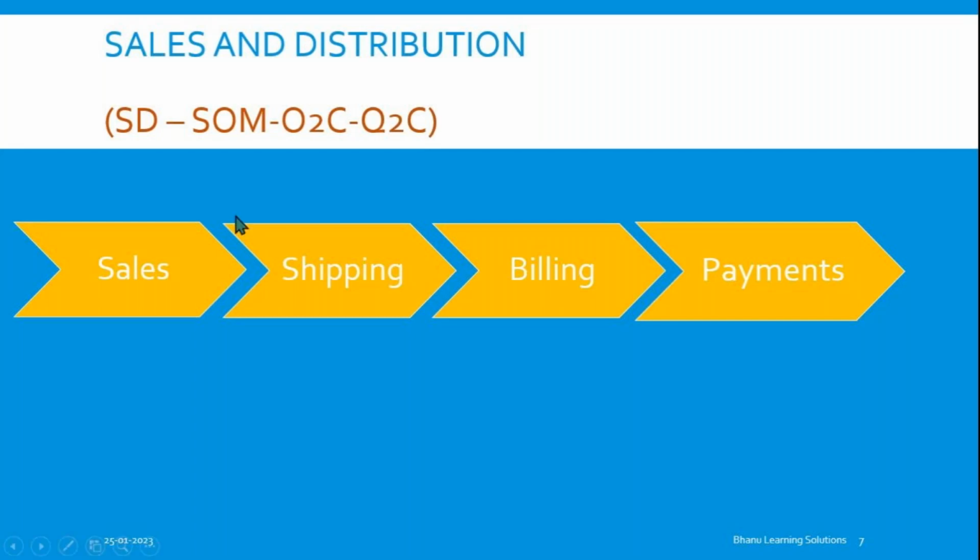Similarly, payments: when the customer is making the payment, how the payment is handled in the system. All that stuff will be covered in this payment area. So core areas are sales, shipping, billing and payments.